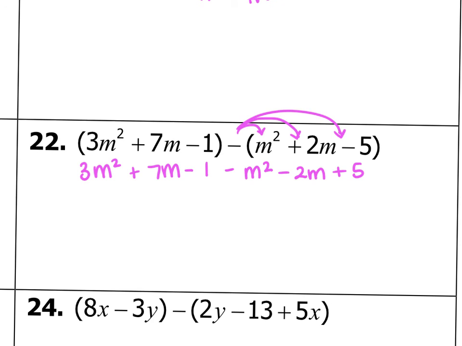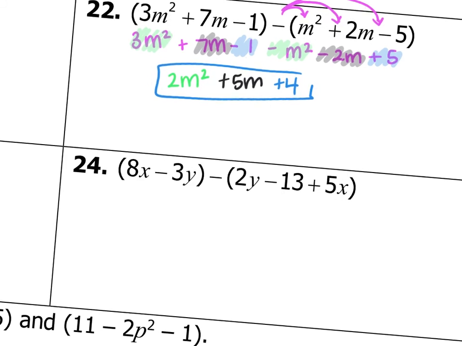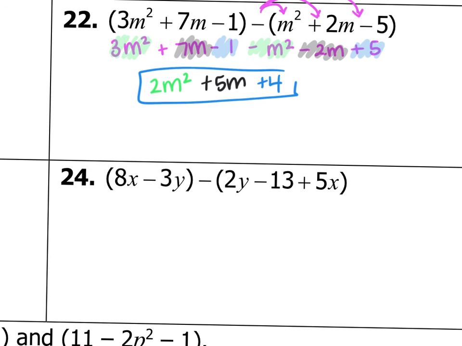So now I can combine like terms. 3m squared minus a 1m squared makes 2m squared. A 7m minus a 2m makes 5m. And I have a negative 1 and a positive 5, which makes a positive 4. And that would be your answer. All right, go ahead and try number 24 on your own.